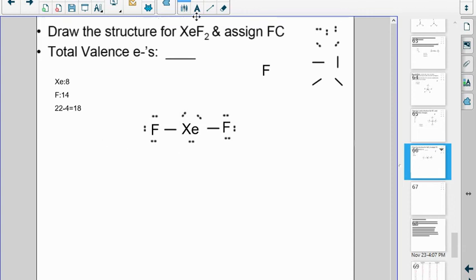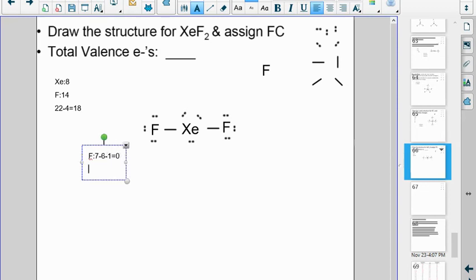And let's look at formal charge to see if that was a good idea or not. Fluorine, we had this orientation for fluorine a bunch. 7 minus 6 minus 1 is 0. Xenon has 8 valence electrons, minus 6 unbonded electrons, minus 2 bonds, also equals 0. So this could be a plausible orientation.